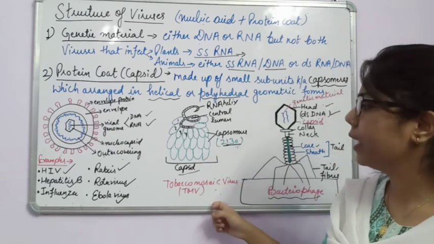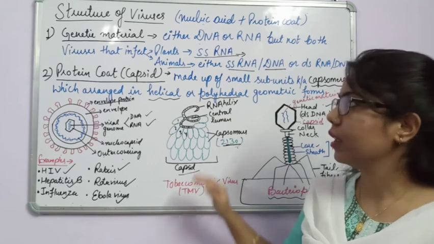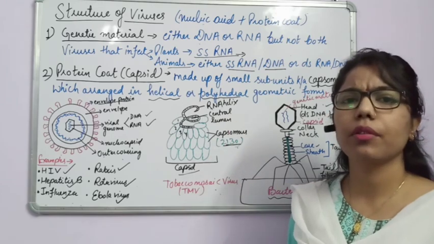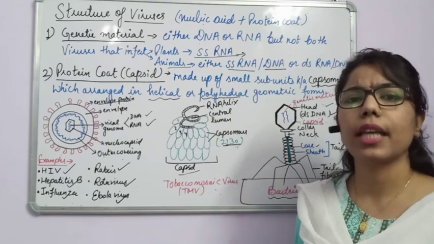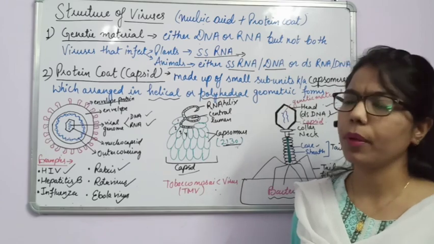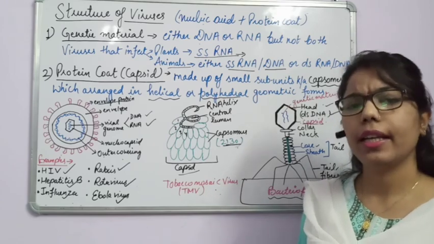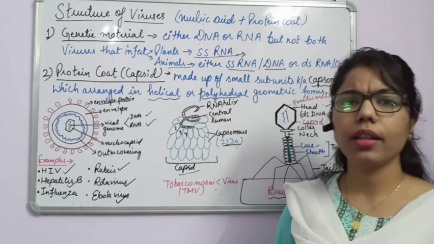Okay, so for today we have done viruses. In the next one we will do viroids, prions and lichens. These are smaller topics which we will cover in the next lecture. For today, that's all. Thank you.